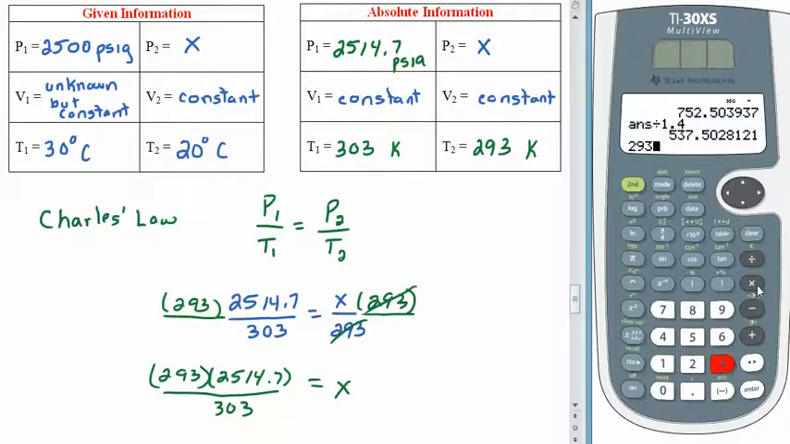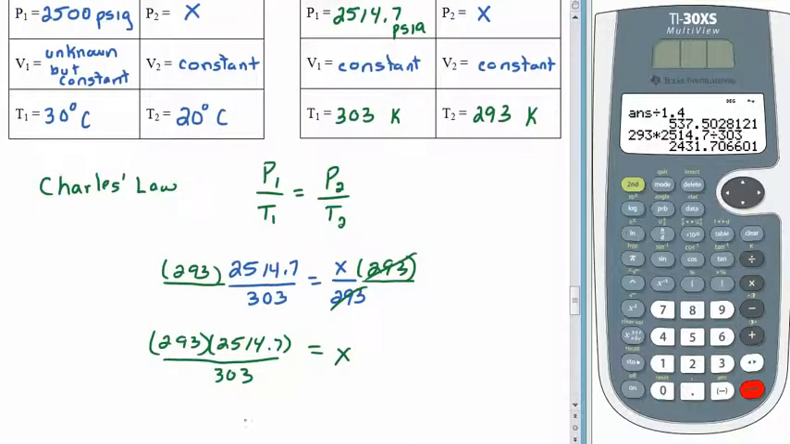293 multiplied by 2,514.7 and divide by 303. There we go. Let's write that down. 2,431.7. Did we expect that? Well, let's see. The temperature went down, so yeah, that should cause a little relief in the pressure area.